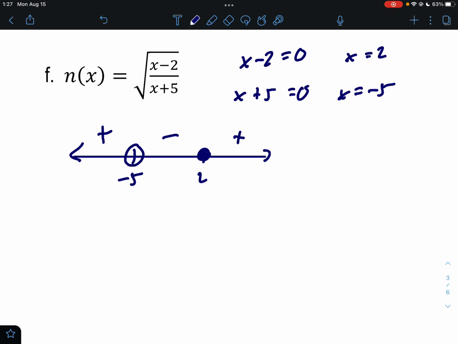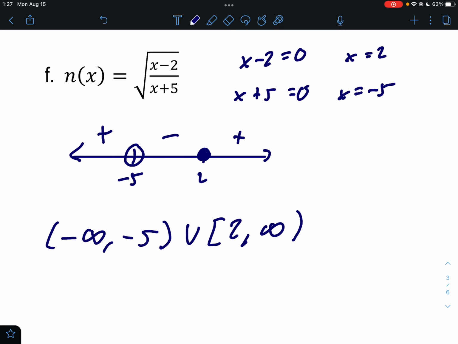So your domain is going to be this and this. In interval notation, that would be -infinity to -5, union, bracket, 2 to infinity.